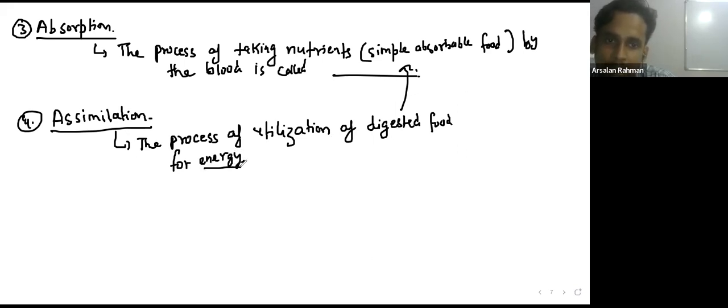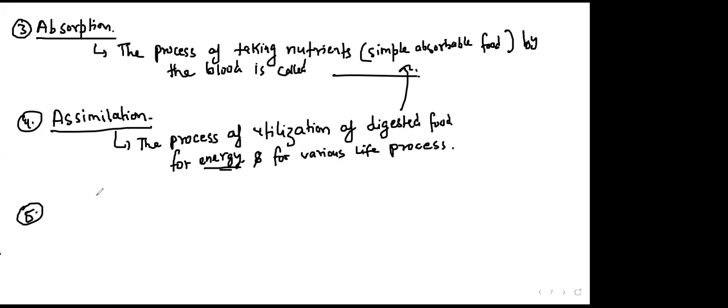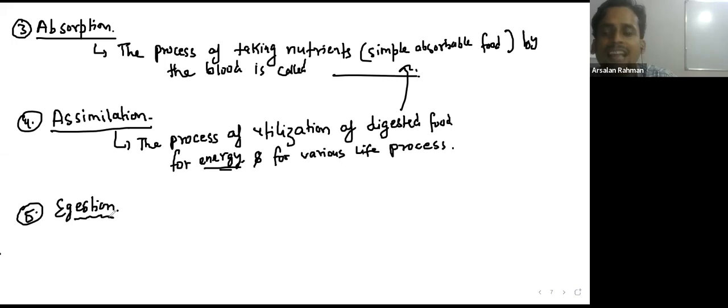And why is this energy important? For growth, repair, right? And for various life processes. Okay, now you know the meaning of assimilation. What can be the last step? Egestion, right? Egestion. Okay, what is egestion? The undigested food will move out from the body via the process known as egestion.